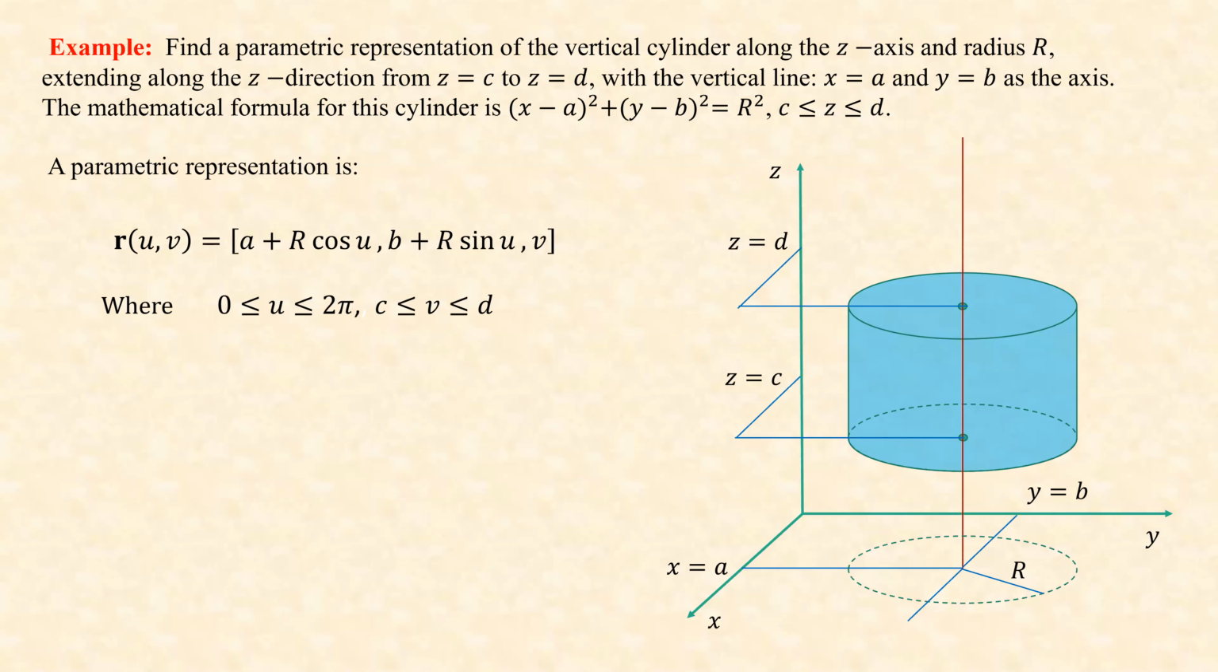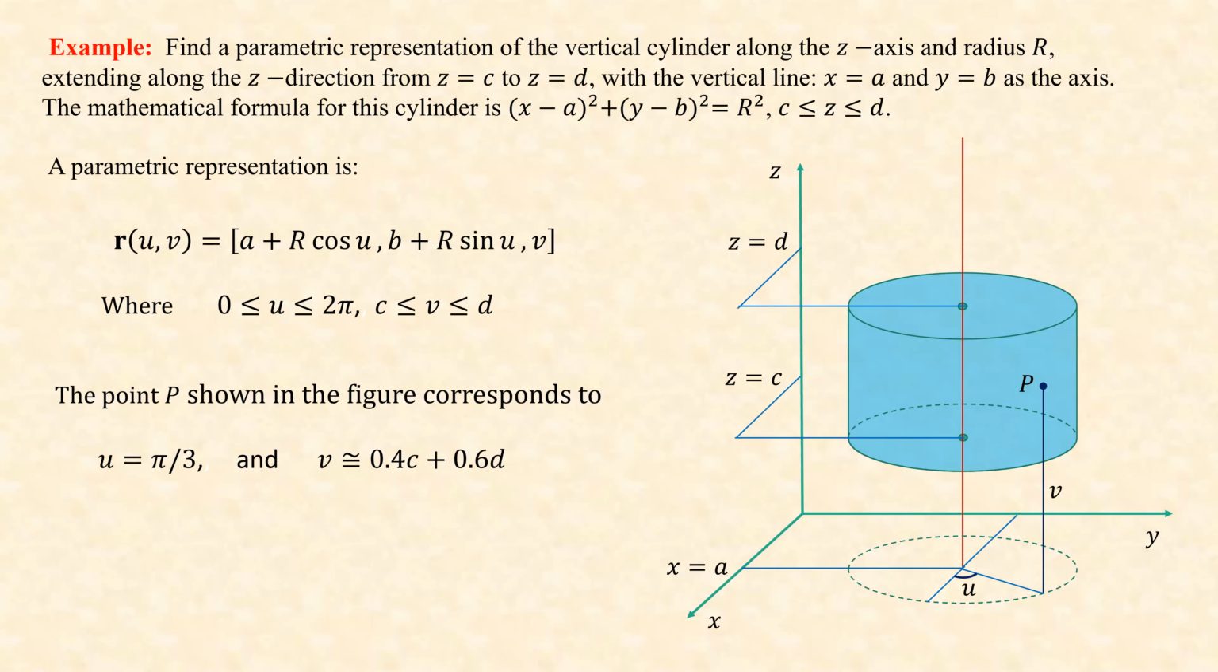This is the parameterization. For example, this point is at this angle u and this height v. And u could be like pi over 3, v could be anywhere between c and d. This is a combination of c and d, a fraction of c plus a fraction of d, which always gives you somewhere between c and d. All right? That is one example. Is there any question about that?